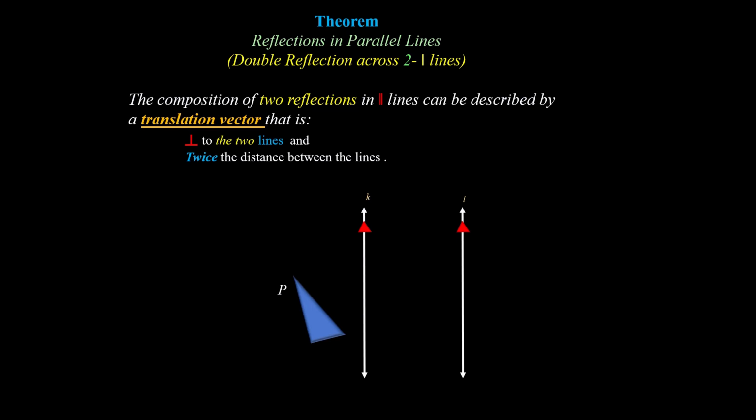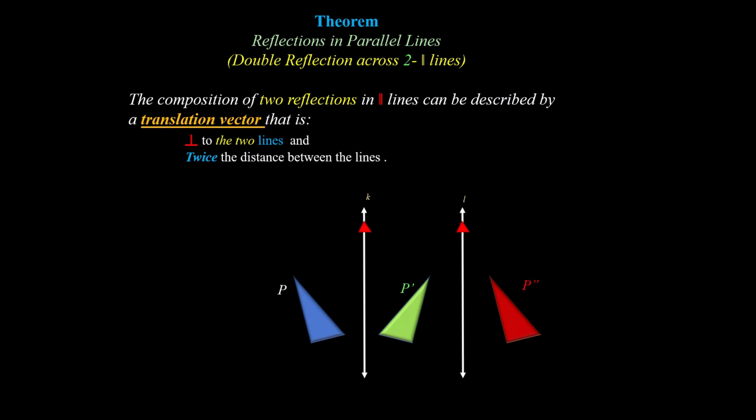If I take this triangle P, this particular object that they have labeled as triangle P, and reflect it across the first of the two parallel lines, this is line K, as a mirror image, I'll get this green triangle, P prime. Now we're going to reflect it again. We're going to take this image P prime and reflect it across the line L. When we do that, we get something like this. That's P double prime. So we've taken one triangle and reflected it two times across parallel lines.